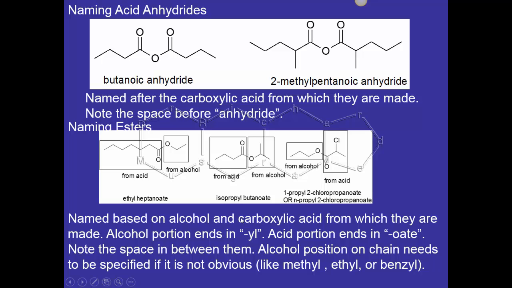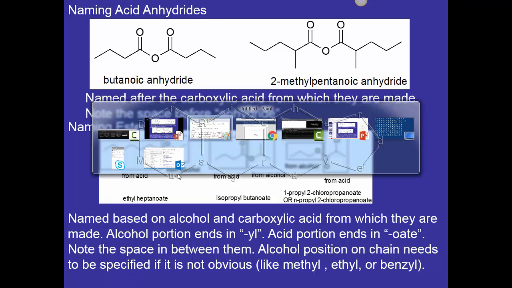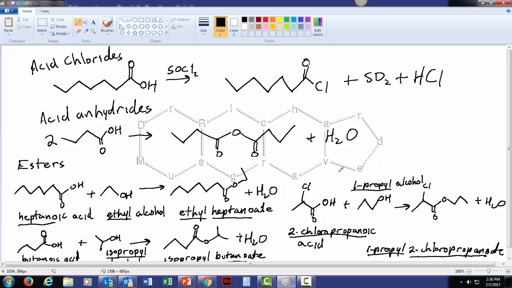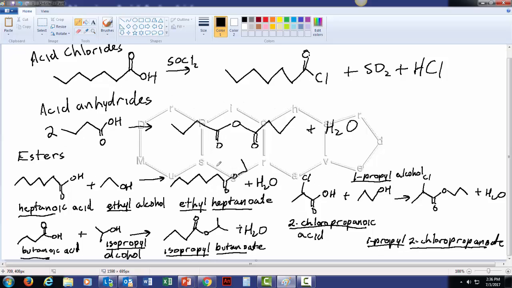When we're naming esters, again, we name the esters based upon the acid and the alcohol from which they are made. So this specific ester here would be made from heptanoic acid and from ethyl alcohol. The name of the ester is ethyl, which is for the alcohol part, and heptanoate, which is for the acid part. So this is heptanoic acid. The ic acid gets replaced with ATE.